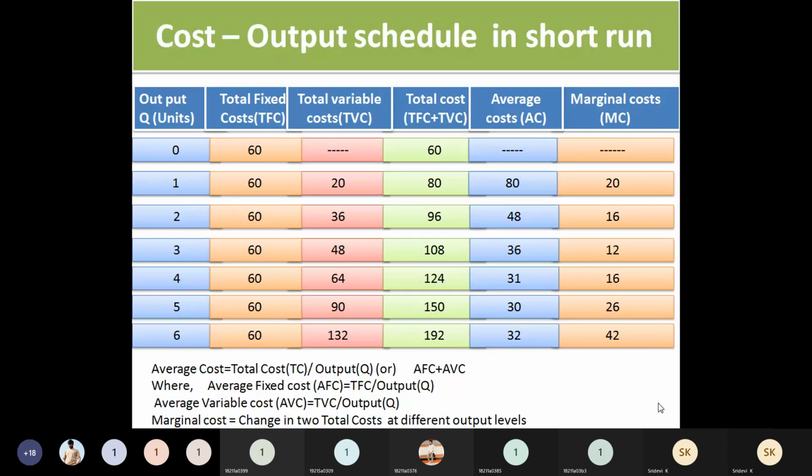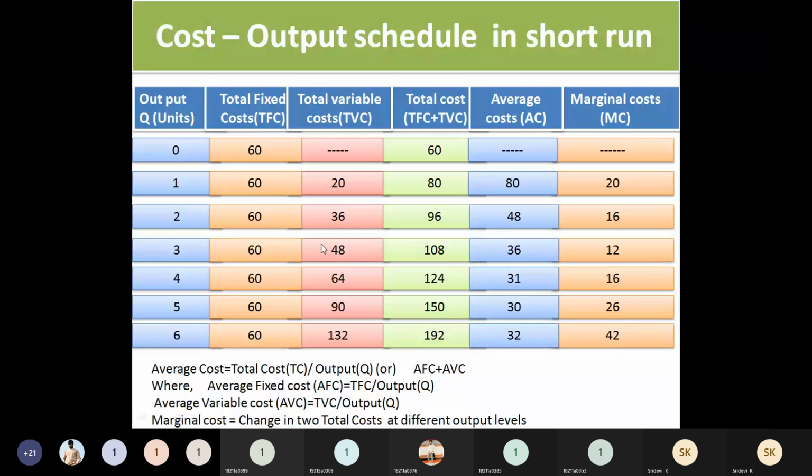And when average cost is increasing here from 30 to 32, when you compare with the marginal cost, marginal cost is more. See, here 32 is less than 42, no? So that means when both average cost and marginal cost are increasing, marginal cost will be more than the average cost. So this relationship you have to remember.